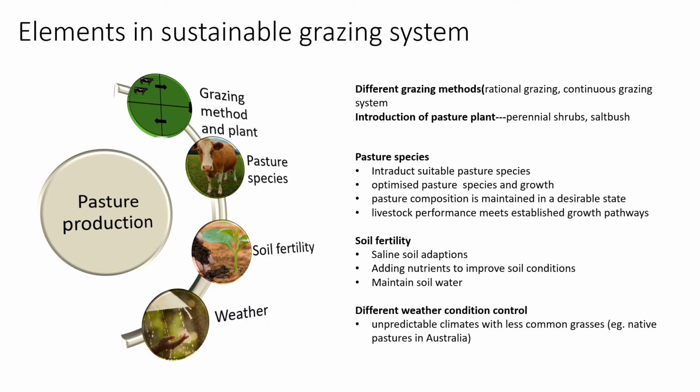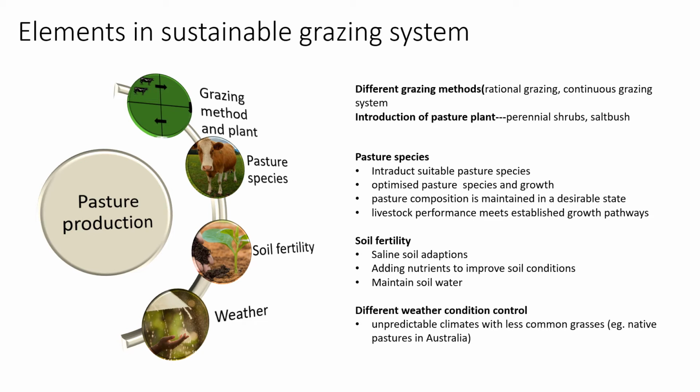The second one is the introduction of pasture plants, perennial shrubs, saltbush. Introducing suitable pasture species is always related to a sustainable grazing system. It could optimize pasture species and growth. Pasture composition is maintained in a desirable state. Livestock performance means established growth pathways.